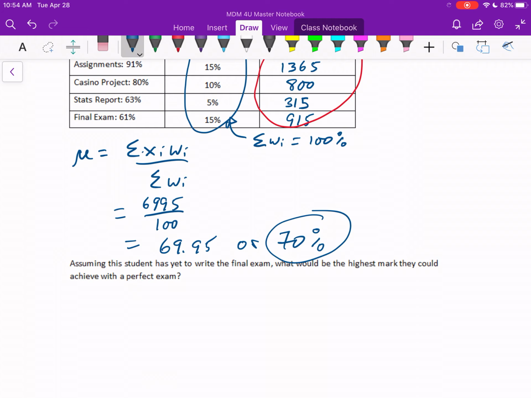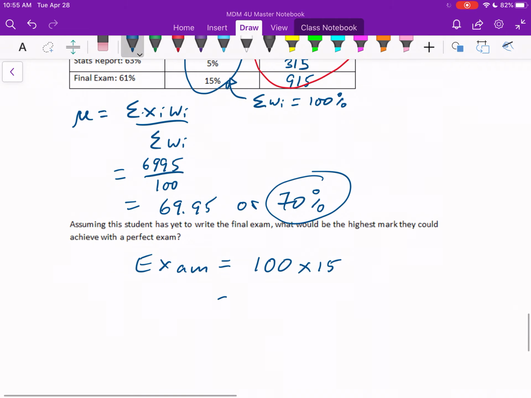Finally, assuming the student has yet to write the final exam, what would be the highest mark they could achieve? The highest mark they could achieve with a perfect exam. All right. Well, the exam is worth 15%. So if they get 100% in it, then it would be 100 times 15, which gives us 1,500.